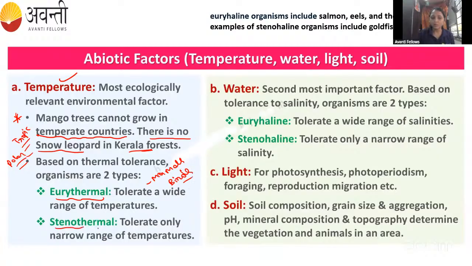Then coming to the stenothermal, stenothermal will tolerate only a very narrow temperature range. If the temperature increases by 1, 2 or 3 degrees Celsius, they will not tolerate it. They will die. So that is called stenothermal. Examples for this are the reptiles and snakes. Reptiles and snakes will come, okay, and fishes also come under the stenothermal. Mainly the poikilothermic animals will come under the stenothermal.